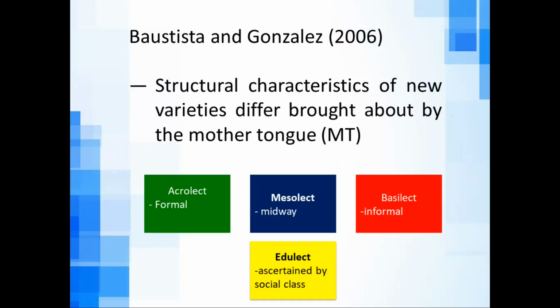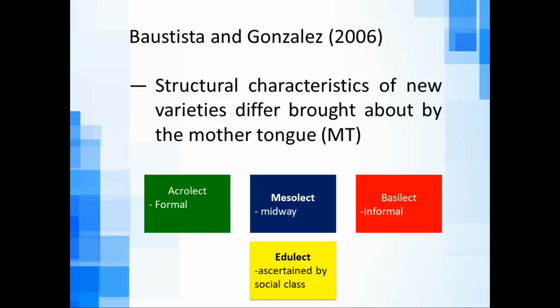Okay, according to Bautista and Gonzalez, the structural characteristics of these new varieties differ significantly. This is brought about by the mother tongue, or what we call the home language, of those who learn or acquire English. And even in terms of social features, differences can also be highlighted in that there is a continuum of acrolectal, mesolectal, and basilectal varieties of English within the same community.